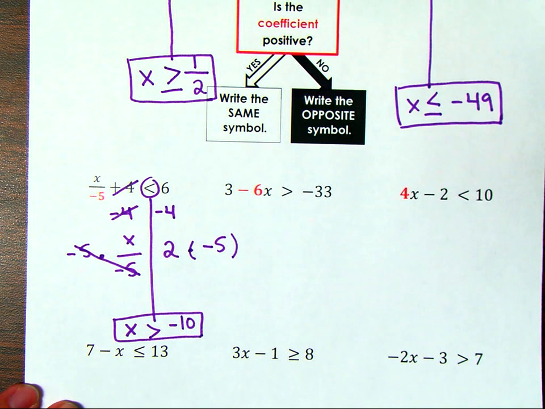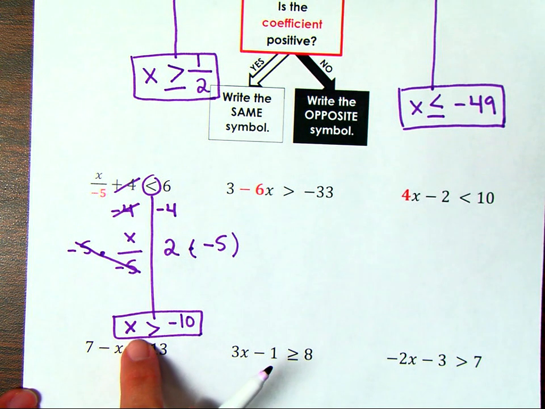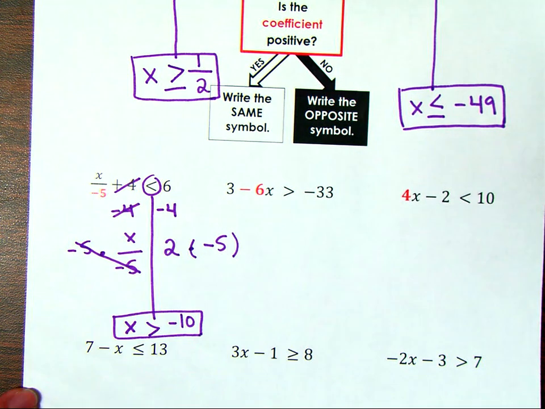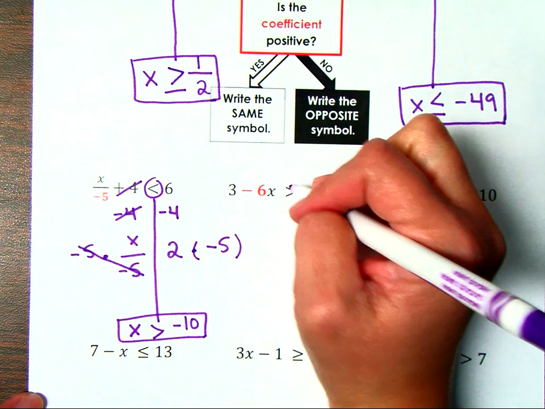So any number that is greater than negative 10 would make this inequality true. Remember, with equations, you only have one solution. With an inequality, you have many solutions because there's a lot of numbers that are greater than negative 10, which would make this inequality true. All right, let's try 2 more.